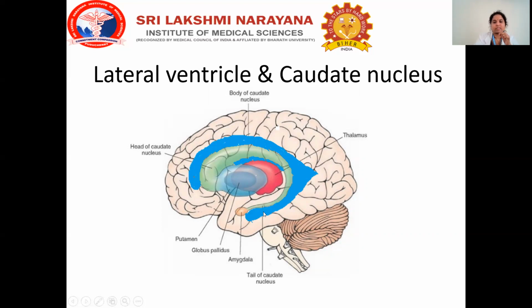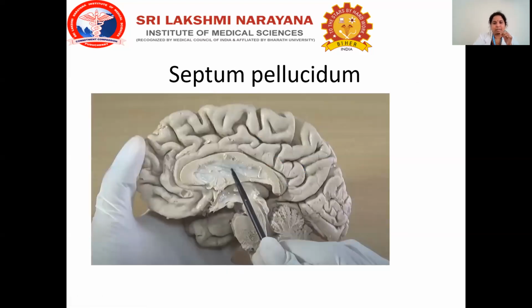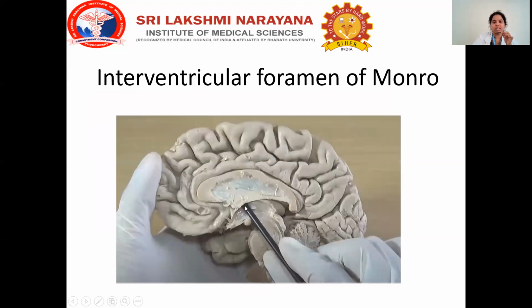This is cerebral hemisphere, right half. We are seeing from the medial aspect. What is probed here is called septum pellucidum. It is a non-nervous tissue which connects corpus callosum to fornix and rostrum below. This is the interventricular foramen of Monro through which the lateral ventricle is communicated to the third ventricle.